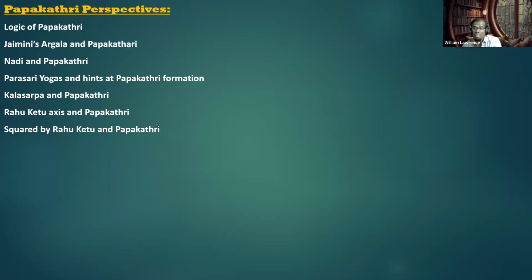Then there is Nadi and Papakatri. Nadi and Papakatri is totally different. In fact, I'll tell you what Nadi is. Now, Nadi is very important. A planet, the first planet it is going to meet, let's say a planet in Scorpio, and the next planet is in Capricorn or Aquarius. If it is a benefic, the planet is going to act benefic. If the planet immediately meets a malefic, it is going to be negative.